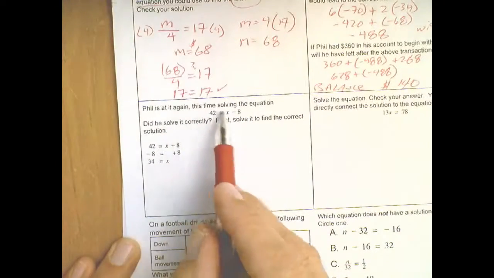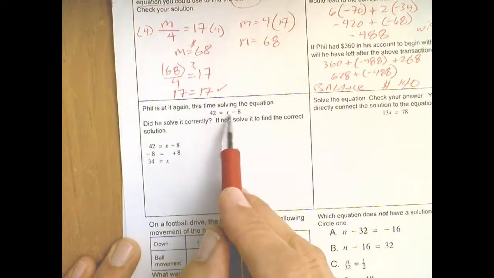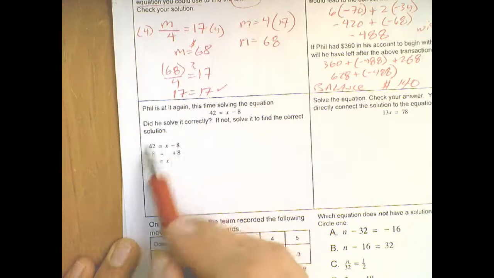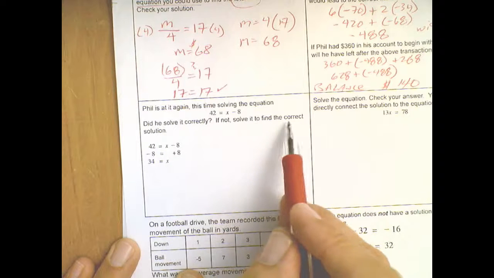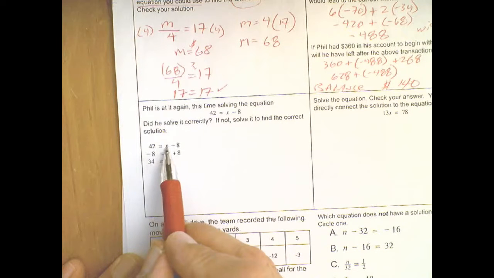Phil is at it again, this time solving the equation 42 equals x minus 8. Did he solve it correctly? Well, I guess that's his work. If not, solve it to find the correct solution. So did he solve it correctly? So 42 equals x minus 8.